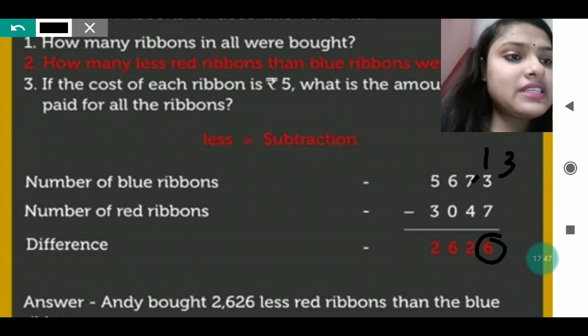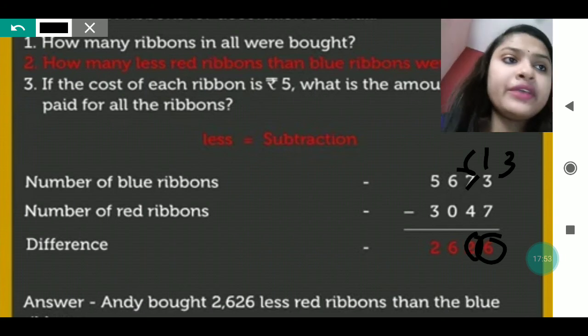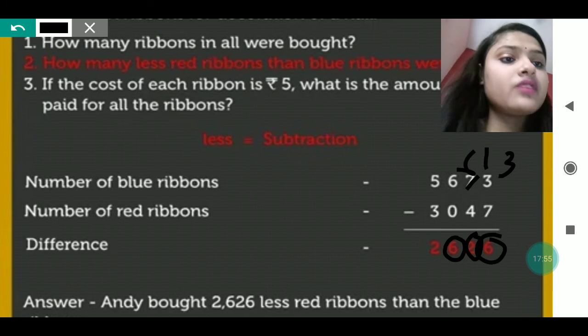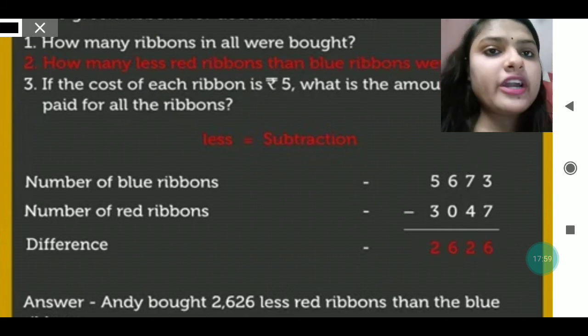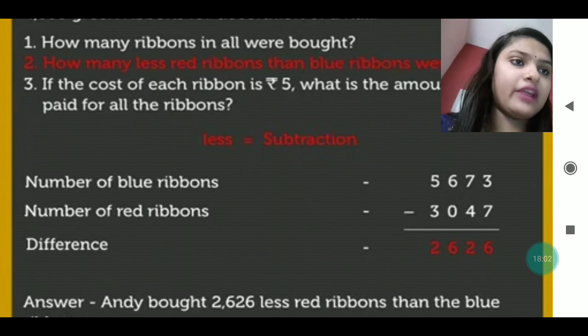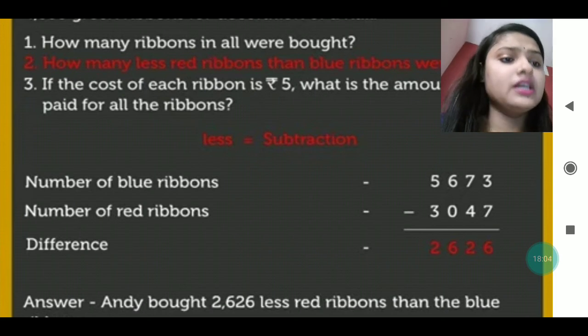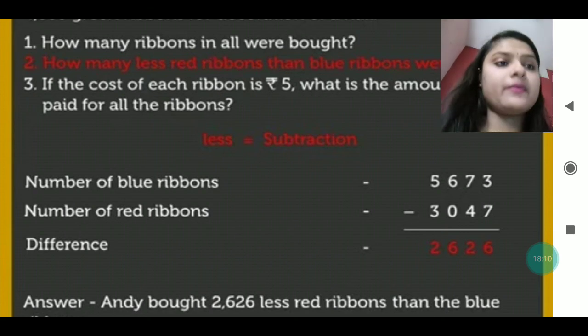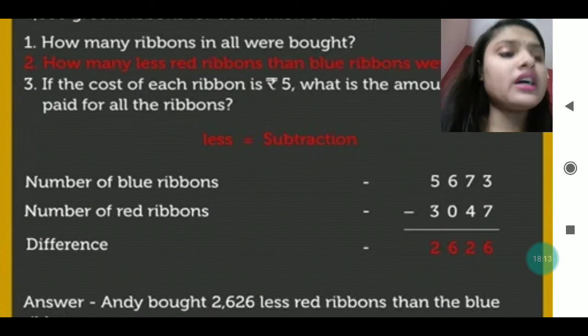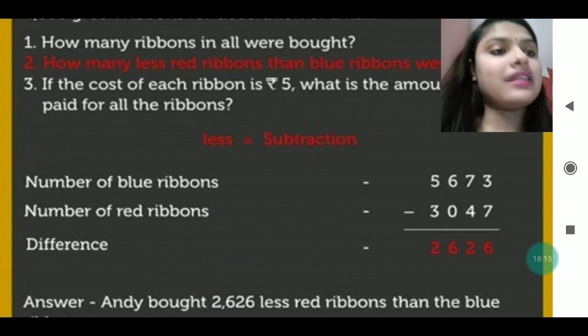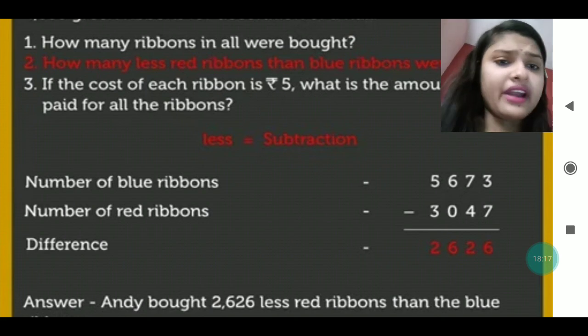Now it will be 6 because we have taken a carry. 6 minus 4 is 2. Now 6 minus 0 is 6. 5 minus 3 is 2. So what is the total difference we have calculated between the blue and red ribbons? That is 2626. This is the difference between the red and the blue ribbons.